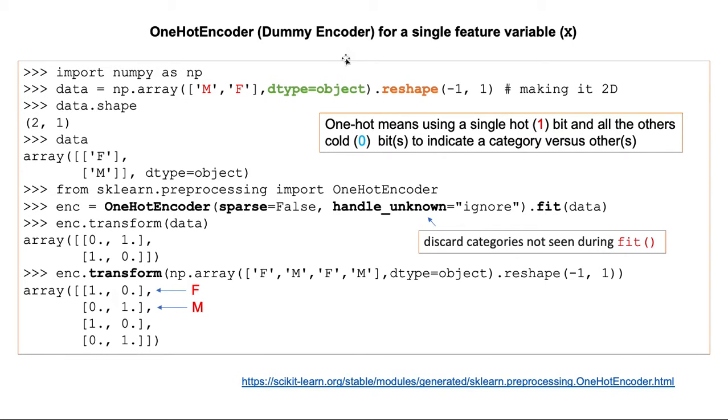Because there are only two categories, female and male, they are alphabetically ordered. So female goes first with 1 as the first bit and 0 as the second bit. Male is 1 for the second bit, the hot bit, and 0 for the first bit, the cold bit.